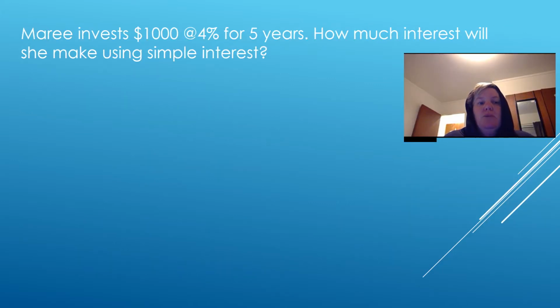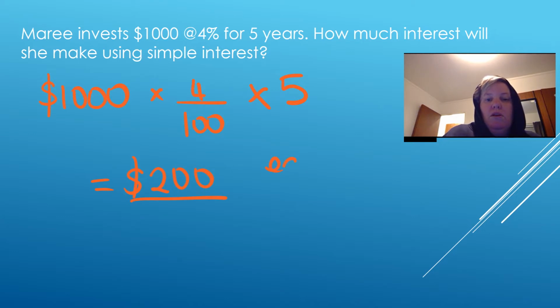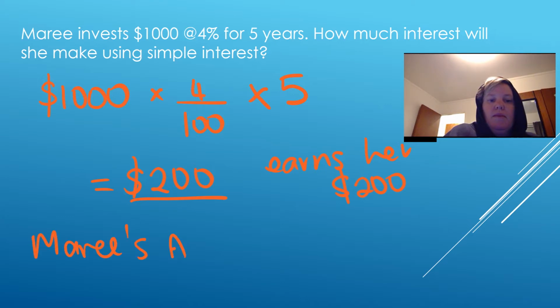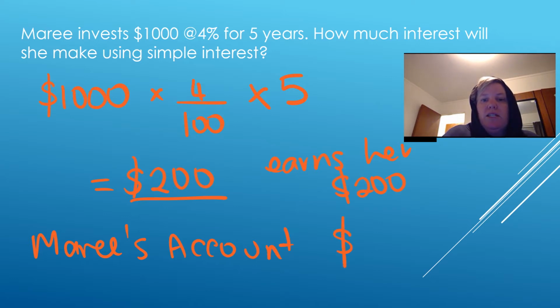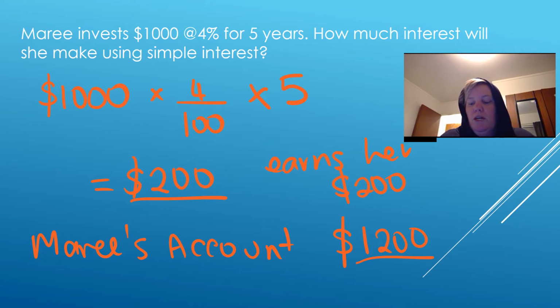Okay, here we go. Next one: Marie invests $1,000 at 4% for 5 years. How much interest will she make using simple interest? So I'm going to take that $1,000 that she's invested and times it by the 4%. And then she had it for 5 years, so because it's 5 full years, I'm going to multiply it by 5 at the end. So 1,000 times 4 over 100 times 5, and that will tell me that is $200. So she will earn $200 in interest. At the end of 5 years, her bank account will actually say $1,200. Nice working, Marie.